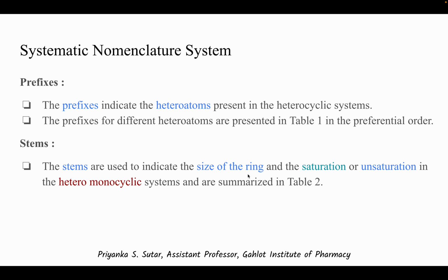Along with the size of the ring, it gives an idea whether the ring is saturated or unsaturated, specifically for a heteromonocyclic ring. It is applicable to a single ring. If there are 2 rings, there are different rules for the fused system, which we will see in another session. For the stem, there is table number 2, which we will see in a while.